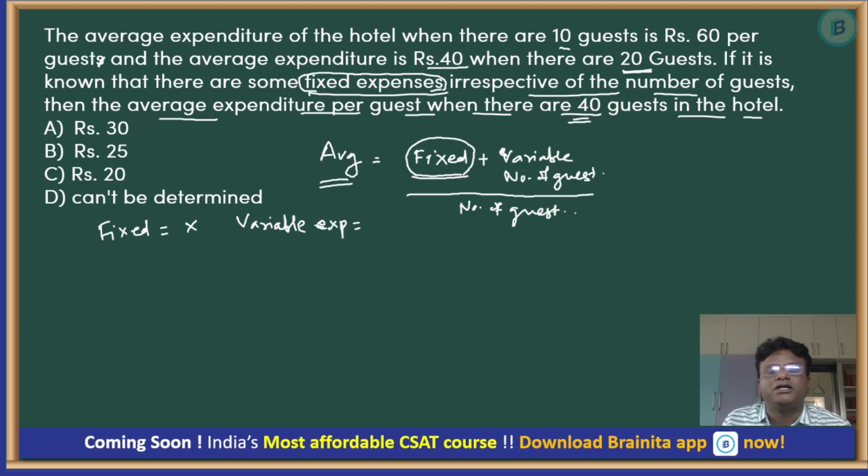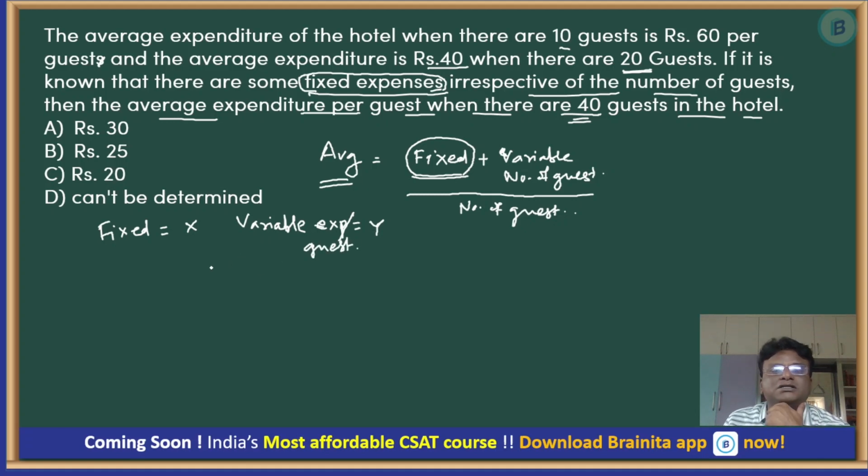Variable means whenever there is a guest, there is a certain amount that the hotel is spending to manage that guest, right? So that is the variable, because that changes depending on the number of guests in the hotel. But there is some constant value per guest that the hotel is incurring for every guest. So let us say that value is Y. Variable expense per guest is Y.